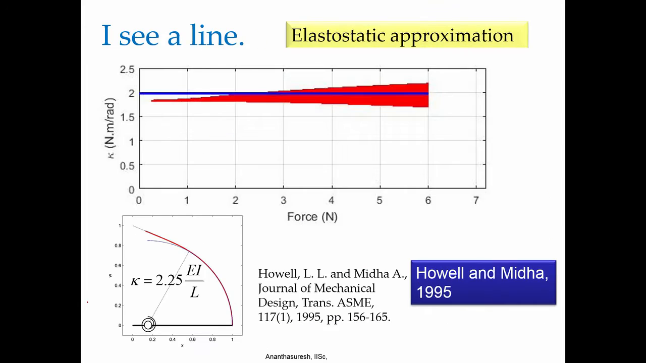And we also have another important approximation, which is the elastostatic approximation. That is, under the action of static loads, the resistance that the beam offers to deflection can be captured with a torsional spring, as was done by Howell and Midha in 1995, where they saw that the spread of this equivalent torsion spring constant is very narrow and can be approximated with some number. In this particular example, it was 1.98 Newton meter per radian.